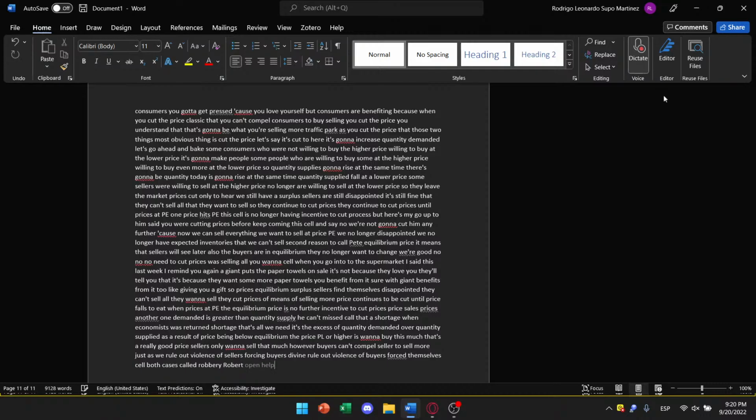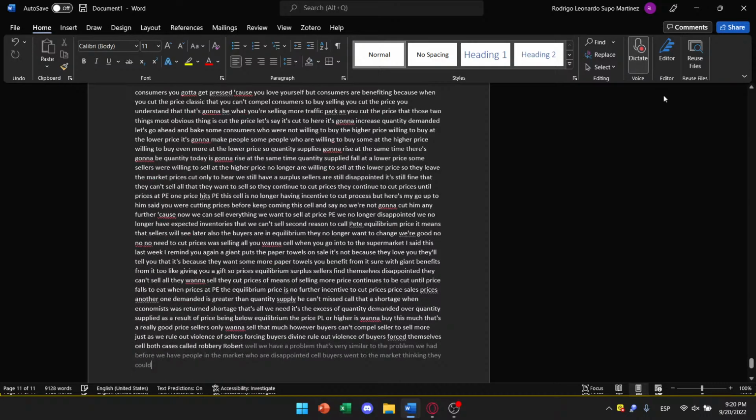But we have a problem that's very similar to the problem we had before. We have people in the market who are disappointed. Buyers went to the market thinking they could buy QD amount, and they're disappointed. Put yourself in the buyer's position. I want to get QD amount, but I can't. How might you improve your prospects of getting it? So some is going to be sold. QS is going to be sold.